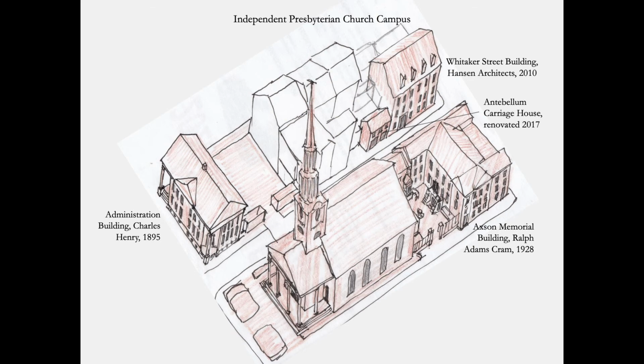This one, the administration building by Charles Henry, was initially built for classrooms. This is the third iteration of that building there that sits across the lane from the church. This is currently a parking lot owned by the church. If we go down the lane, you can see a 2010 building that is more Sunday school and meeting space. And then finally in 2017, a carriage house, an existing building, was purchased by the church to accommodate interns and other staff with the church, forming what is a kind of campus.